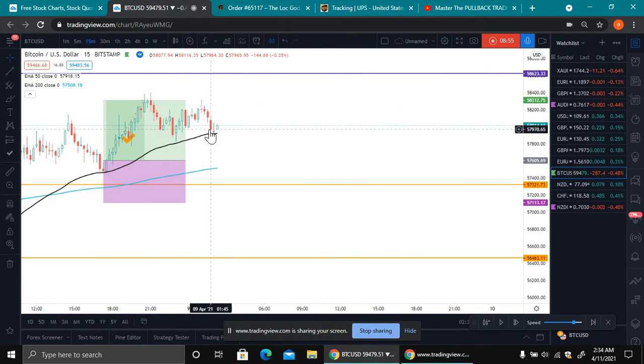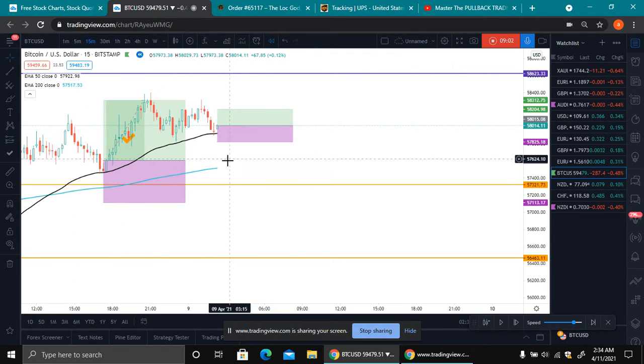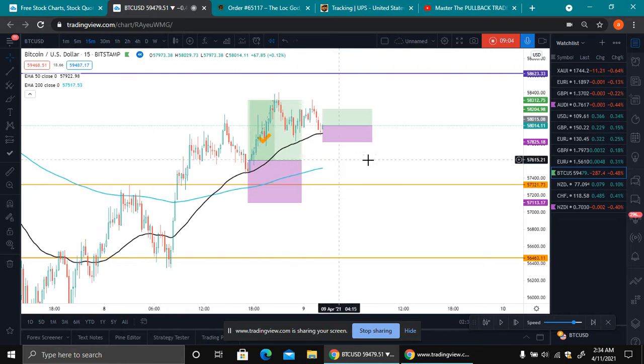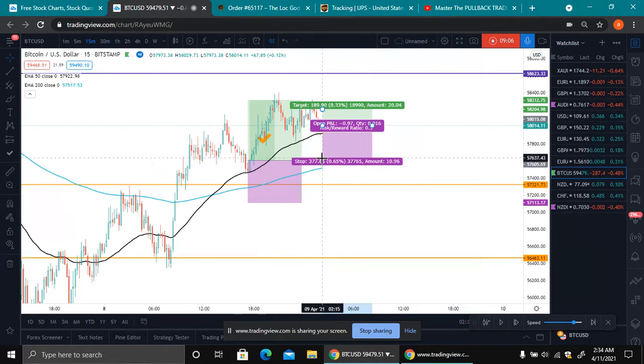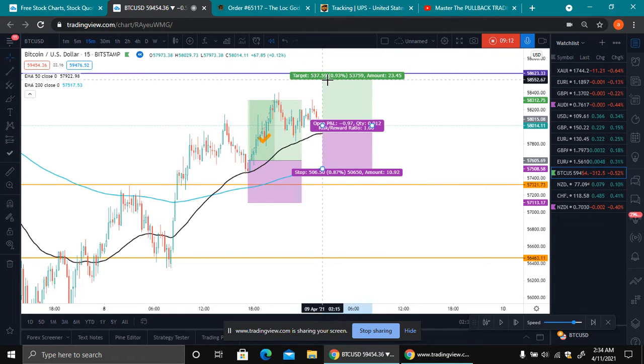So I got 2 red candles, all right? This is a valid pullback. So I'm going to go ahead and hop in this trade. This was my second entry on Bitcoin on Friday. All right. Automatically 50 pip stop loss. Trading 1-to-4.